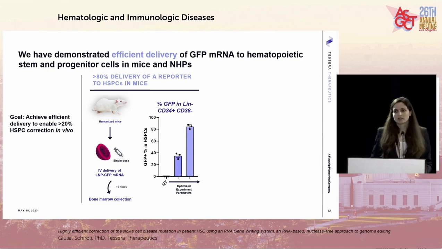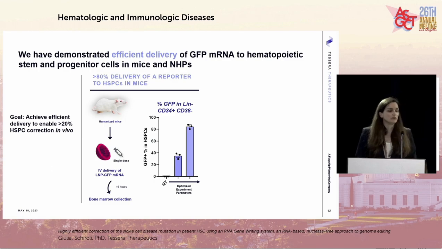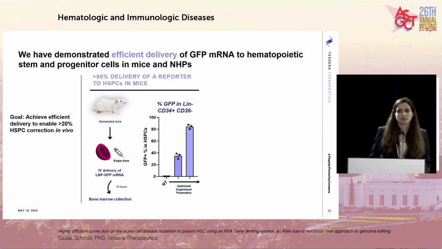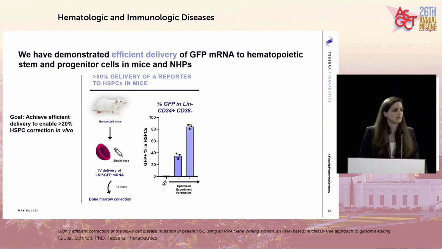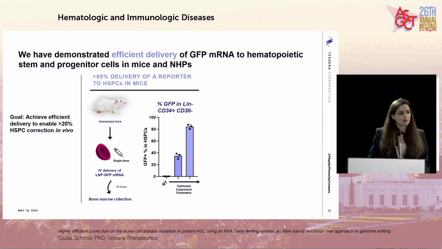So finally, in an attempt to bridge our editing technology to in vivo editing, we are also showing data regarding in vivo delivery into hematopoietic stem cells in mice and NHP. As a first step, we are delivering lipid nanoparticles encoding for a GFP mRNA. We first performed these experiments in humanized mice that we treat with a single dose of lipid nanoparticles, and 16 hours later we collect the bone marrow and analyze different populations.